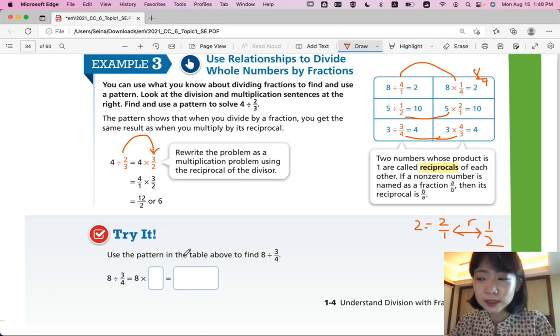Okay, are you ready for checking the answer? So if you change this division into multiplication, you rewrite 3/4 into its reciprocal. So change that to 4 over 3. And 8 times 4 is 32, and 1 times 3 is 3. So rewrite that into a mixed number, and you get 10 and 2/3. Okay?